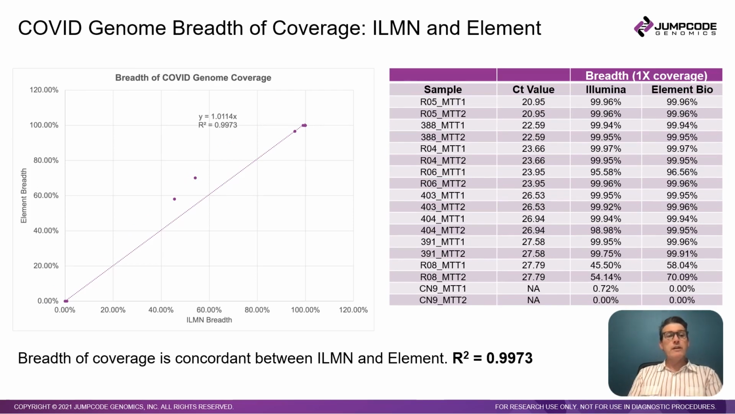And when we compare the COVID genome breadth of coverages between the Illumina and Element platform, you can see the same here, that the breadth of coverage is concordant between Illumina and Element with an R² of 0.99 as well. And in the table on the right, again, the Illumina and Element breadth of coverage for the COVID genome is shown for each of the replicates for the COVID positive and negative samples.